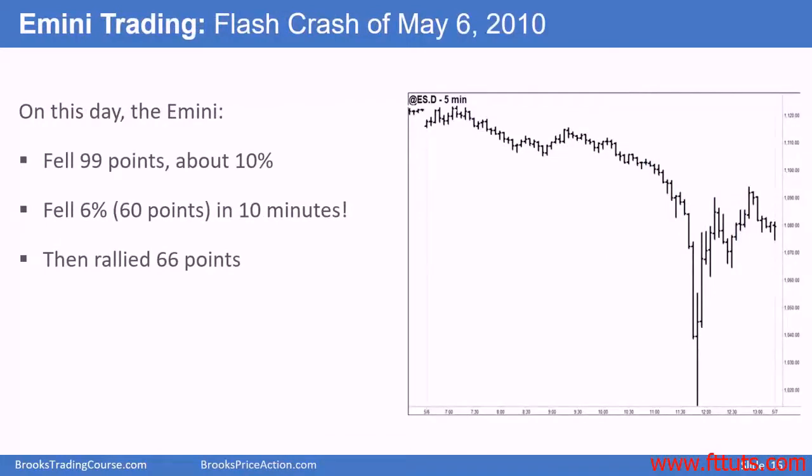Now, the flash crash back in 2010, this got a lot of attention, and the market fell about 100 points, 99 points, or 10% in just a matter of minutes. In fact, at the end here, it fell 60 points, 6% in 10 minutes, and then it rallied back 66 points. So that was a crash. The market fell a lot, about 10% in a short period of time in one day.